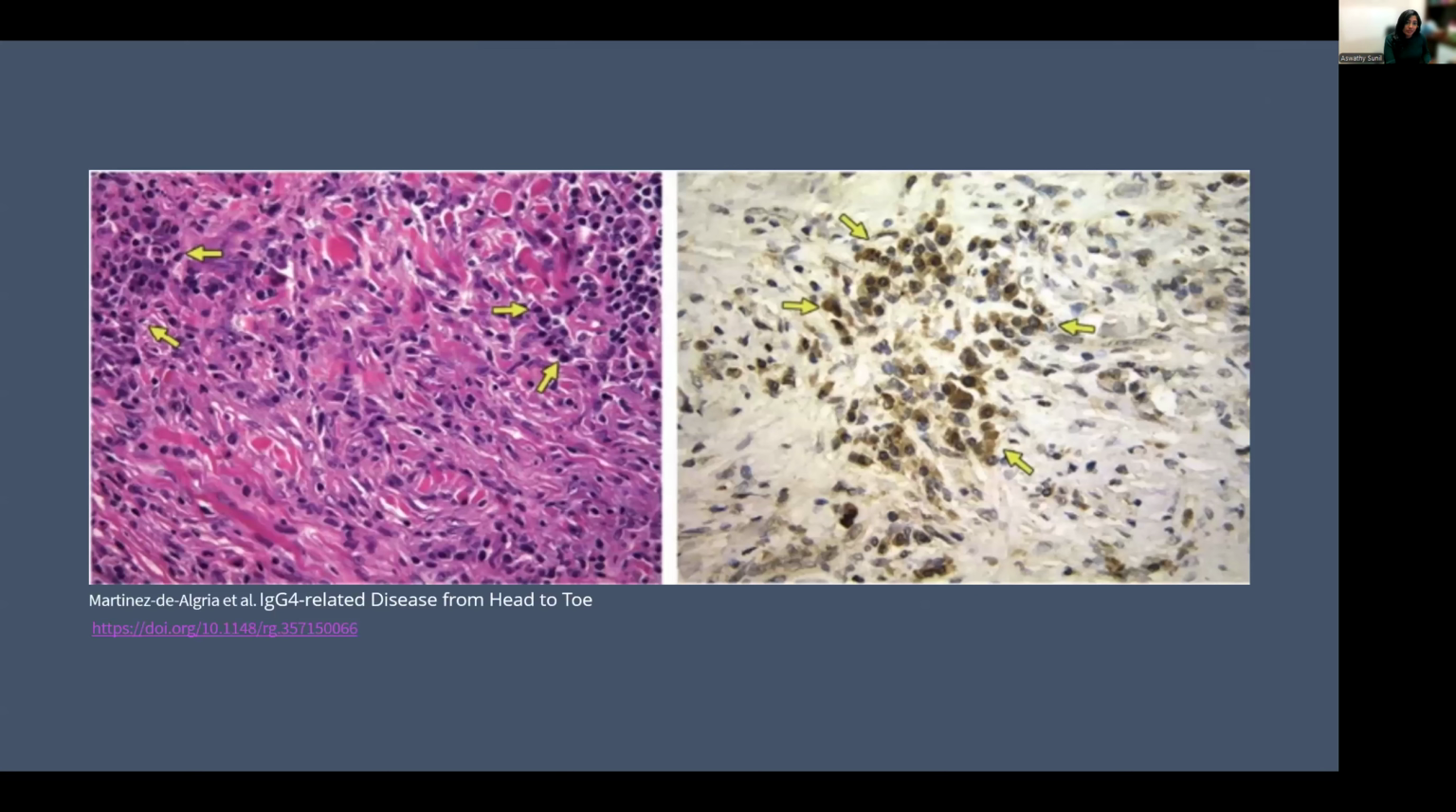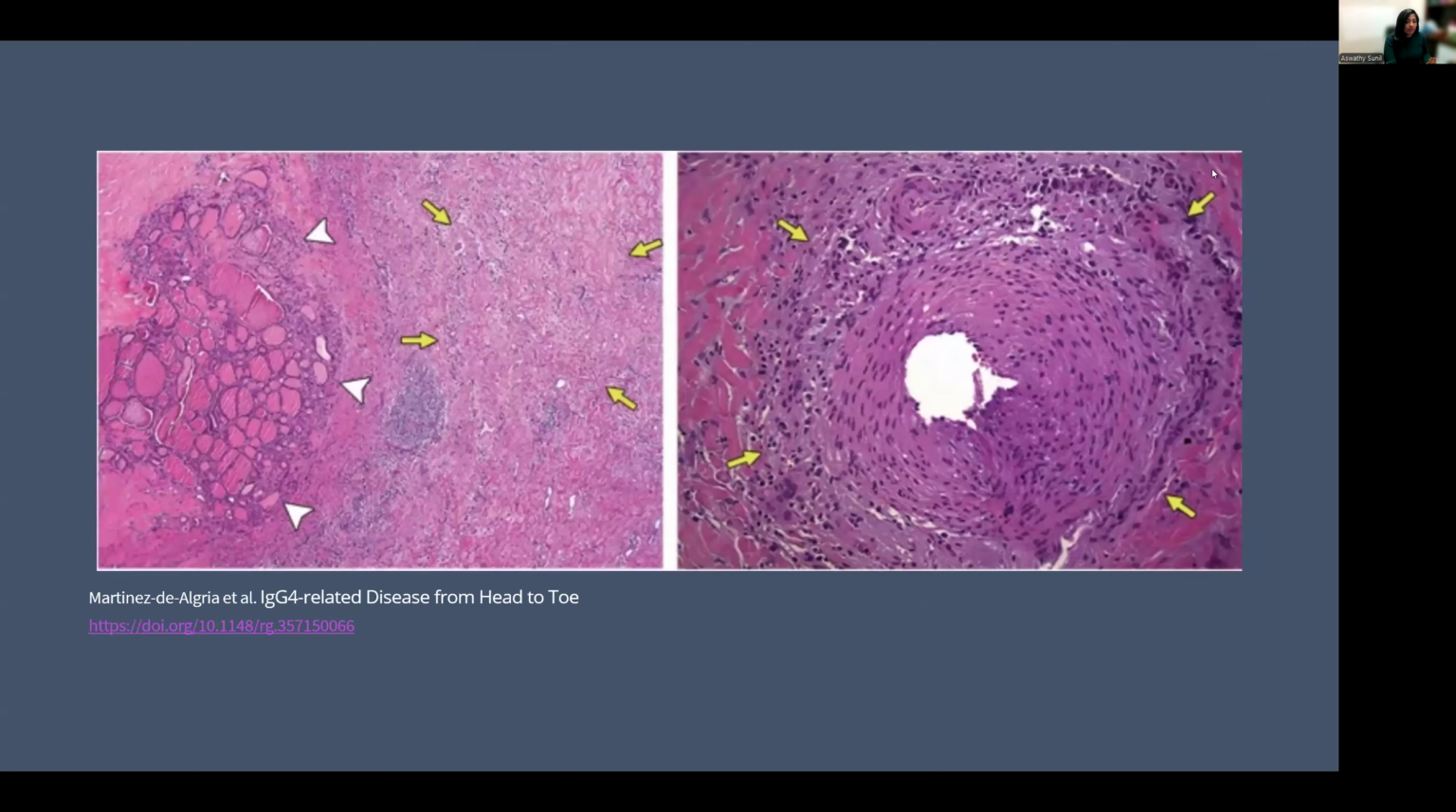So this is a slide showing multiple lymphoplasmacytic infiltration, and this is immunostaining showing IgG4-positive plasma cells, shown by the brown-colored cells. This is a section from thyroid parenchyma. This is normal thyroid cells, and this is storiform fibrosis. And this is obliteration of the venous channel, suggestive of obliterative thrombophlebitis.